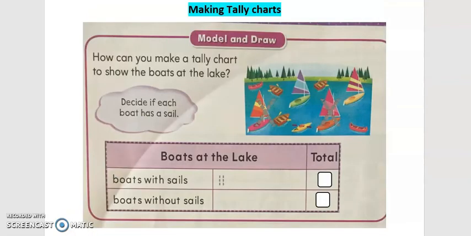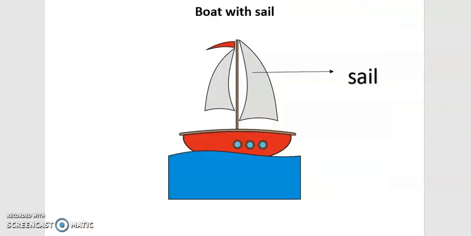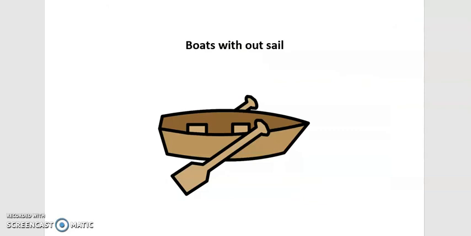Now, let's make a tally chart. We need to fill in the information over here. Let's take a look at the picture. We need to find out the boats with sails and the boats without sails. This is a boat with a sail. And this is a boat without a sail.